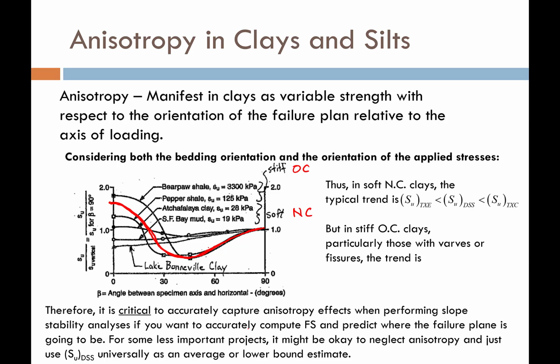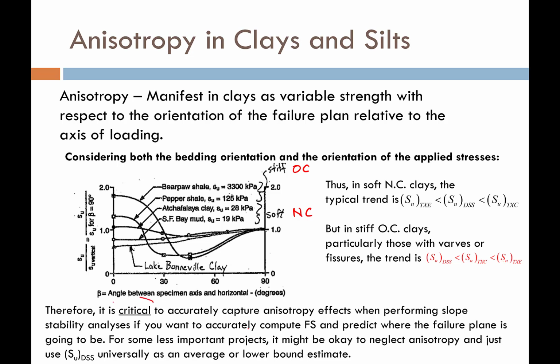And so what lessons then do we learn? For soft, normally consolidated clays, we see this relationship holds true: the triaxial extension undrained shear strength is less than the direct simple shear undrained shear strength, which is less than the triaxial compression undrained shear strength. But for stiff over-consolidated clays, especially those that have varves, fissures, or preferred planes of weakness in them, the trend tends to be like this. The undrained shear strength from direct simple shear is the lowest, followed by the undrained shear strength from triaxial compression, followed by the undrained shear strength for triaxial extension, which tends to be the largest.